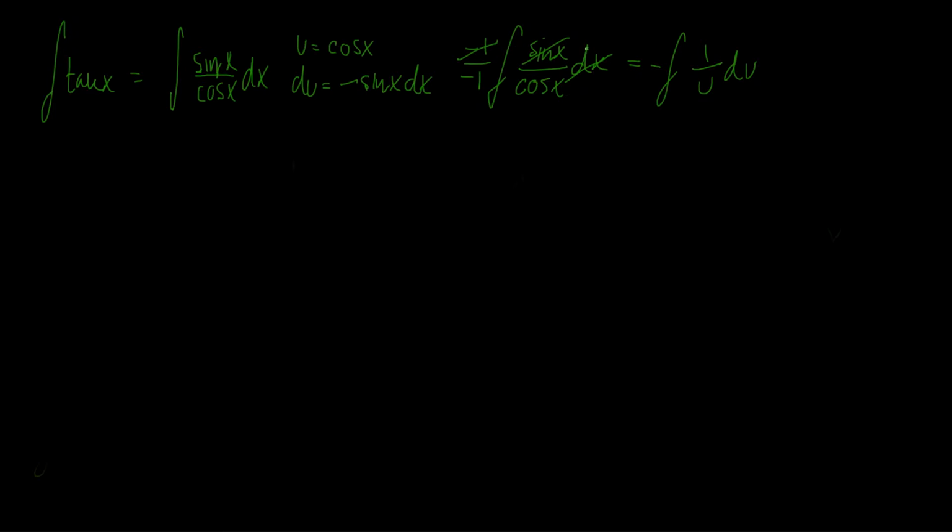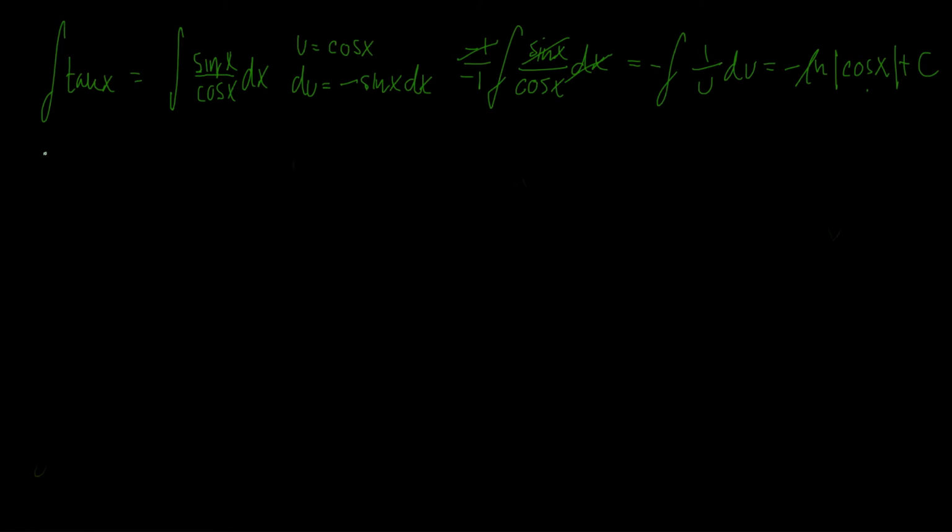I got my du from negative sine dx. My u is just cosine. And that is very simply negative ln the absolute value of u. I'm just going to sub my u back in right now, so it's the absolute value of cosine x plus c, right? All I did here was sub back in my u as cosine x. Now let's do the next one.